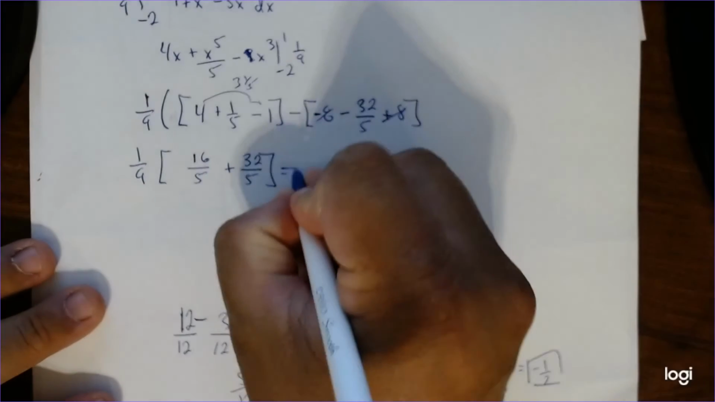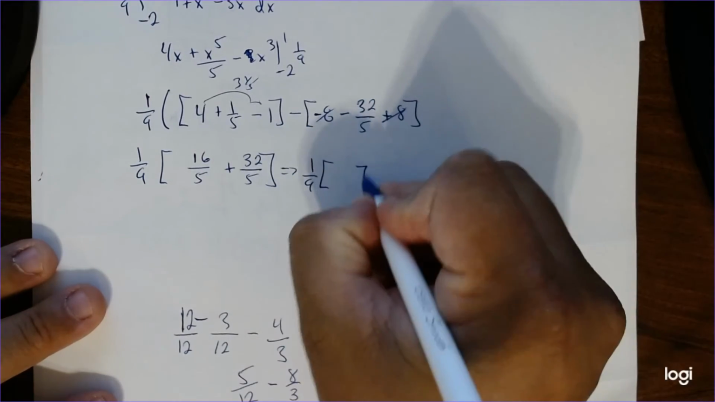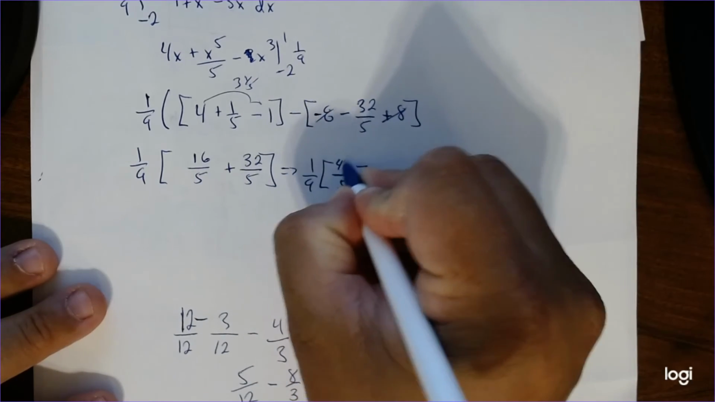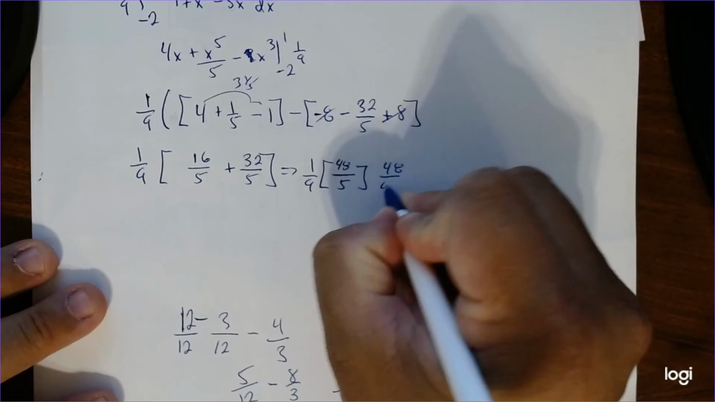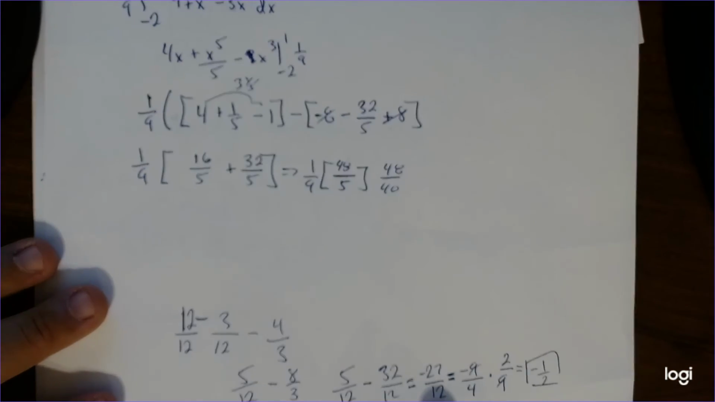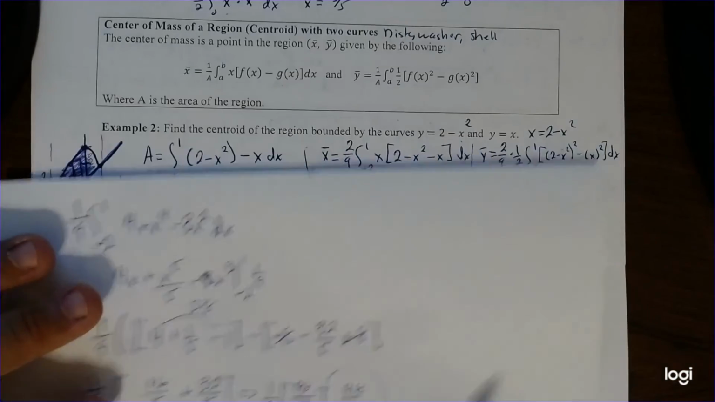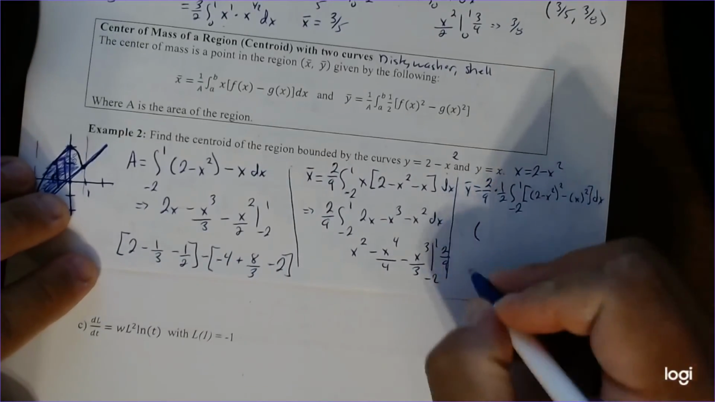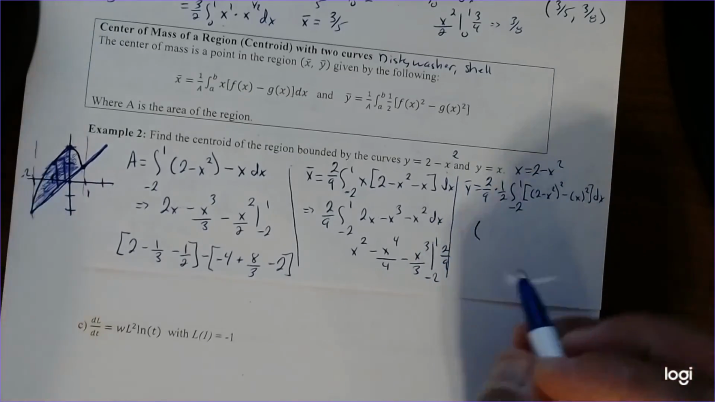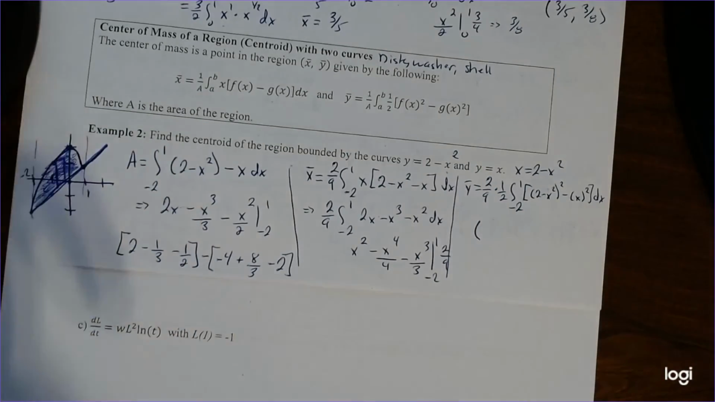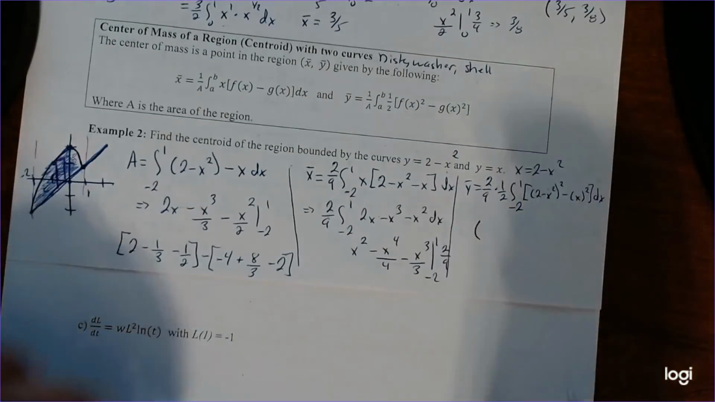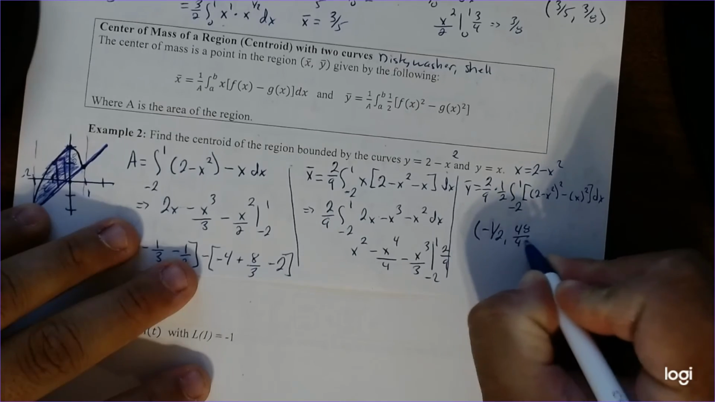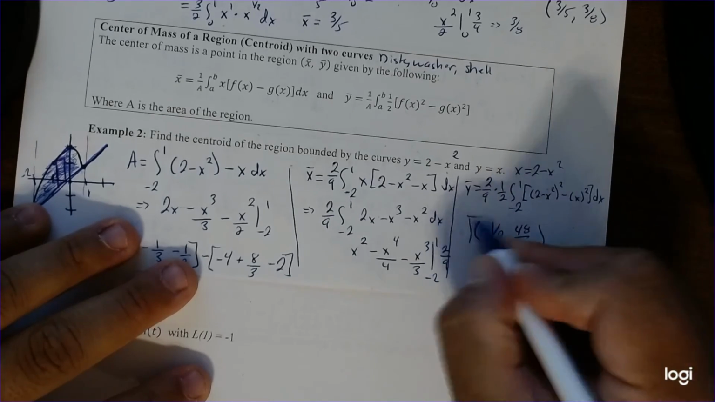Right. So this ends up being 1/9 times the sum. So this is going to be 48, I believe. So this is 48 over 45. And that is our y component right there. So our point, or center of mass, or centroid, is the point negative 1/2 from our previous one, right? That was x itself, negative 1/2, comma, 48/45. That is our center point.